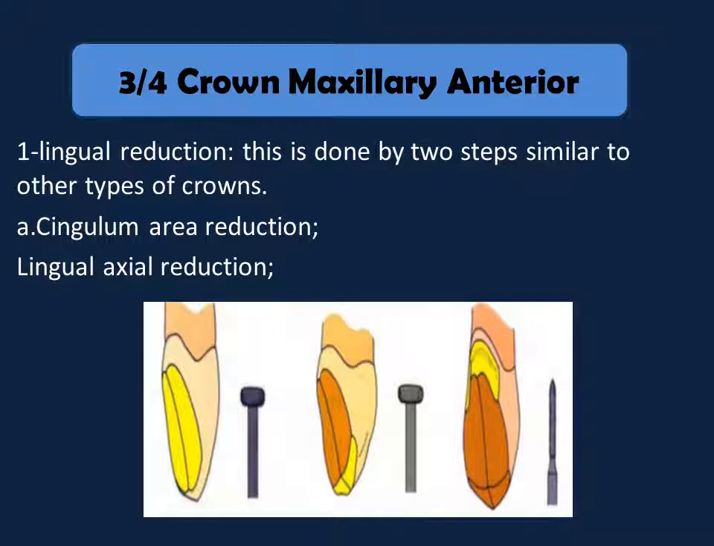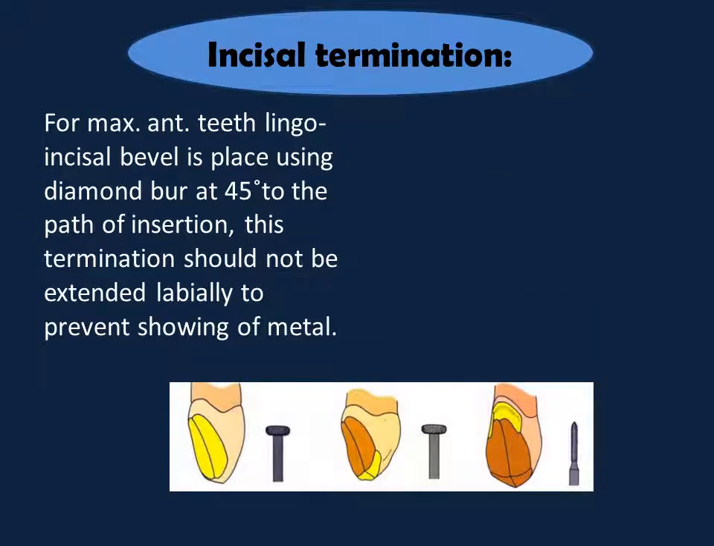Now I will talk about the 3/4 crown for the maxillary anterior teeth. The preparation will start with the lingual surface, and the lingual reduction will be done similarly to the other types of crown. We prepare the cingulum area and then the lingual axial reduction. We should place a lingual incisal bevel using a diamond wheel at 45 degrees to the path of insertion, and this termination should not be extended labially to prevent showing of the metal.